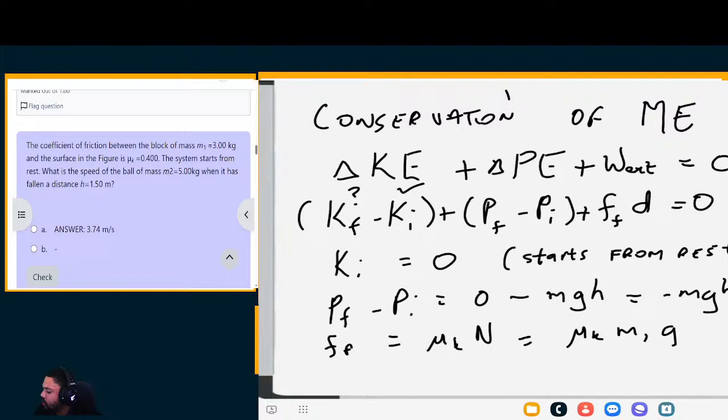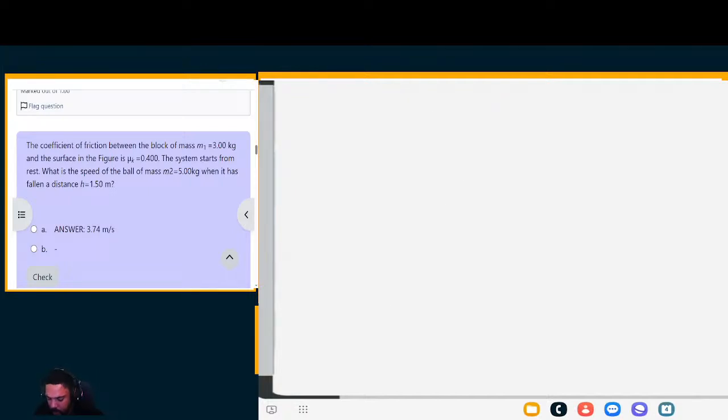Let's work out the answer. So the change in kinetic energy, I'm going to continue writing down the formulas. The change in the kinetic energy plus the change in the potential energy, which we've already worked out, plus the work done by the external force, which is just the force of friction times the height, is equal to 0.